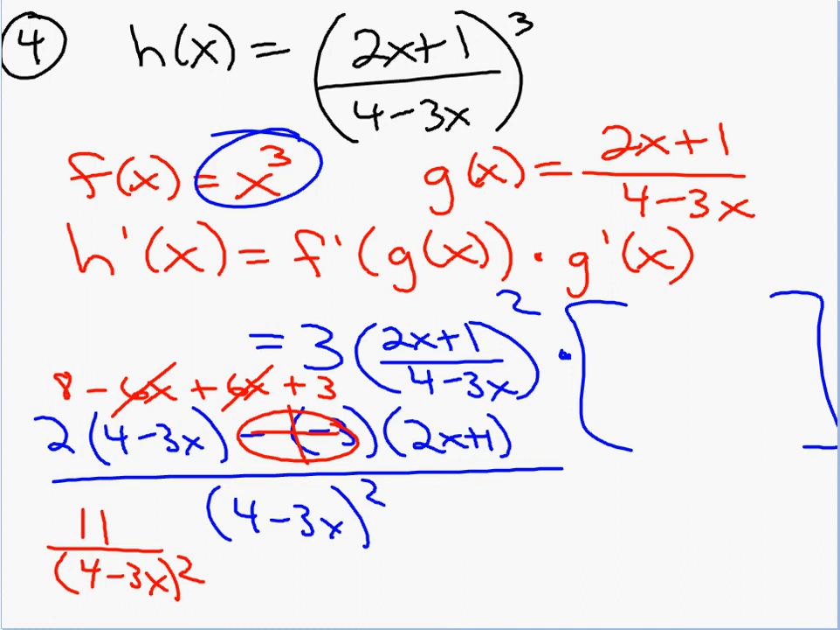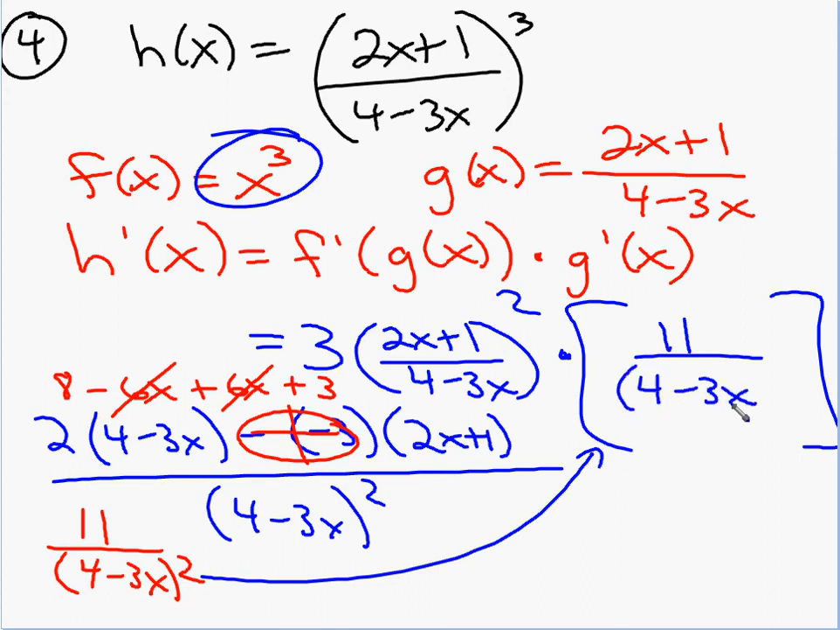I'm going to put that over here with the matching pretty blue color. 11, this thing's coming up here, 4 minus 3x quantity squared. That was my derivative of g. Now, we need to clean up that answer a little bit. Do you see that I have a 4 minus 3x in both denominators? Look right here. And isn't this one going to be raised to the second power?